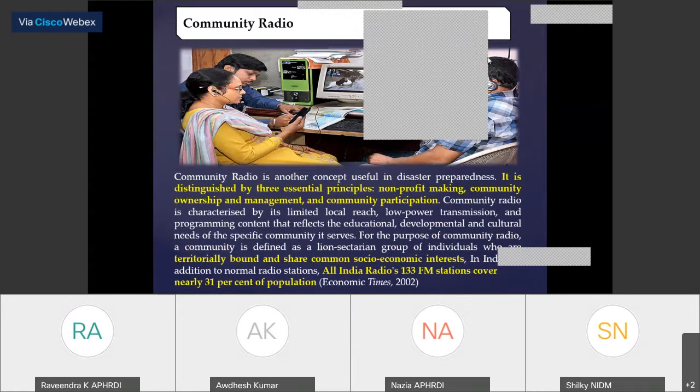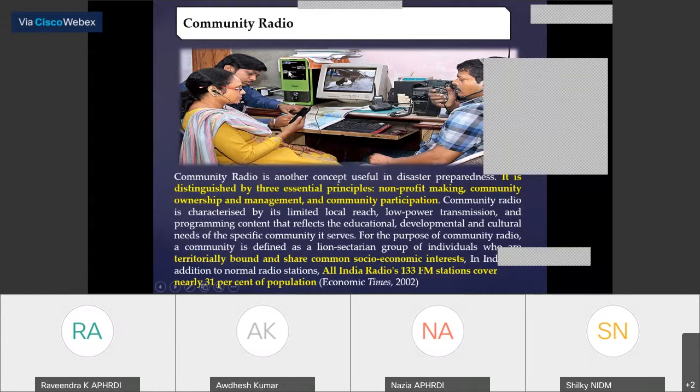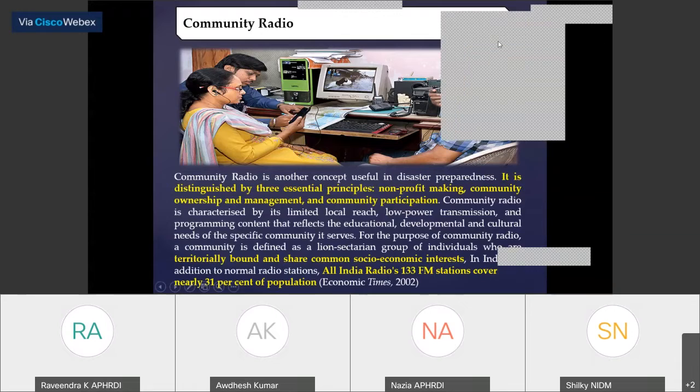To sort out this issue, there is a very popular community radio technology, a concept widely used in disaster preparedness. The benefit of using this technology is that we can directly connect with the communities in their own language. As per data published in the Economic Times, we have wide coverage of community radio, but the process is still going on to cover all those regions that are not yet covered.